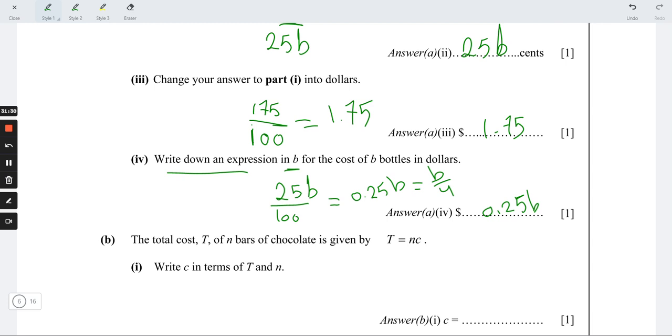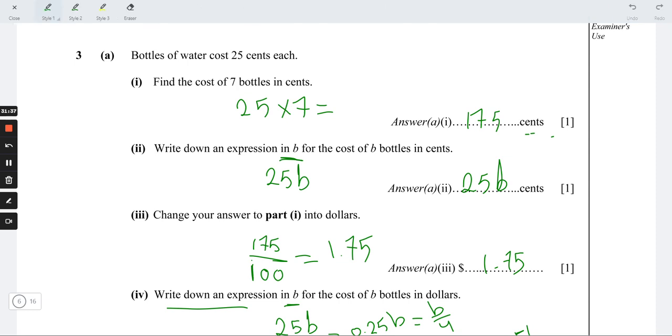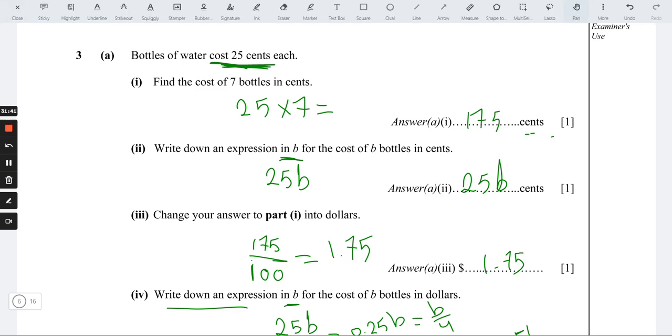Good. Again, it's linked with part double I, because the cost in the first part is 25 cents. So you should change it to dollars, because they need the cost to be in dollars.